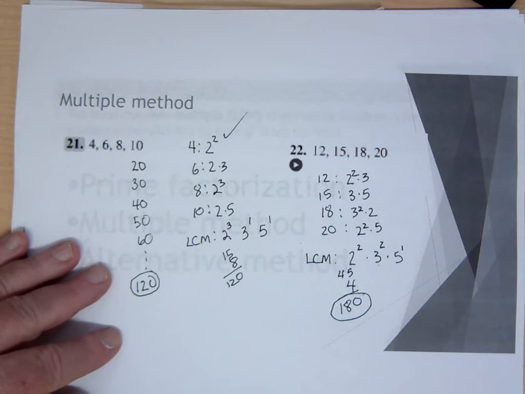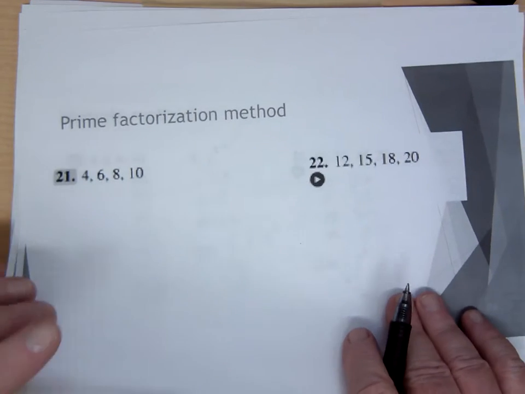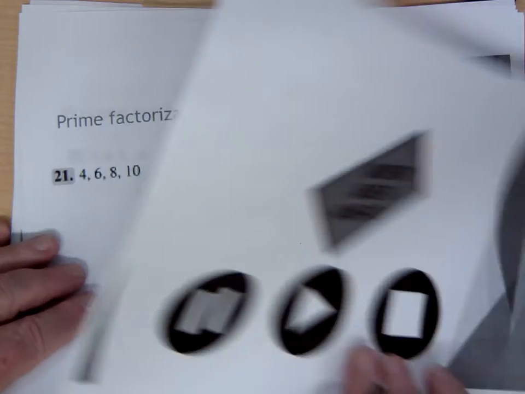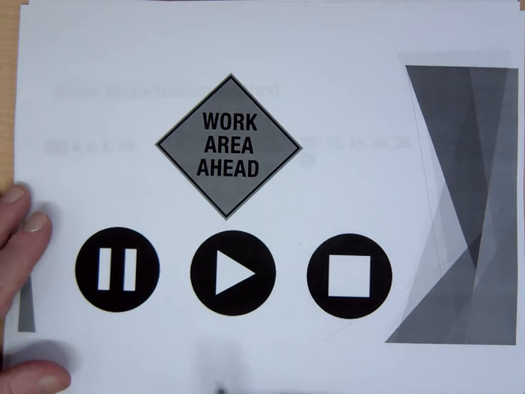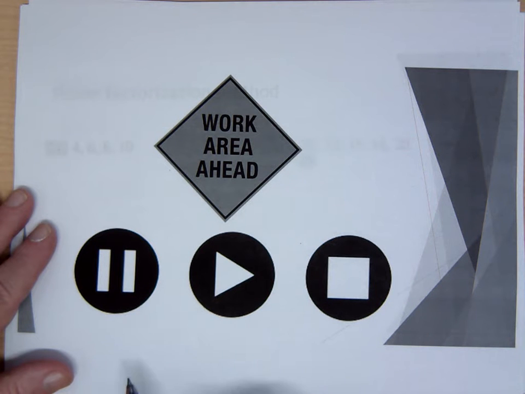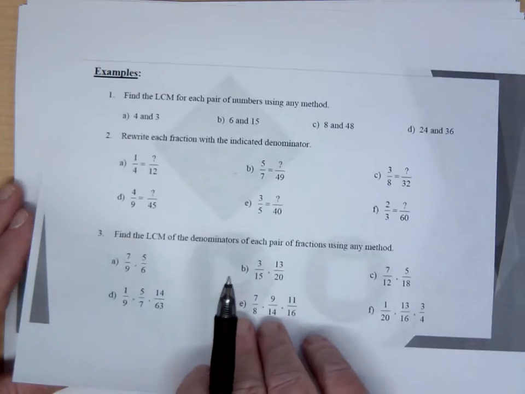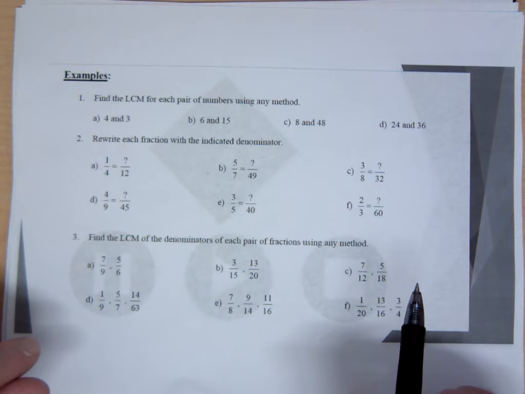So we talked about the multiple method. We also talked about the prime factorization method on that slide. Now, we're moving ahead into a work area. So what you should do is pause the slide, do some work, and then move ahead to get the answer. I'll be back in a bit. Well, first of all, here's the set of problems. I'll be back in a bit to discuss these with you.